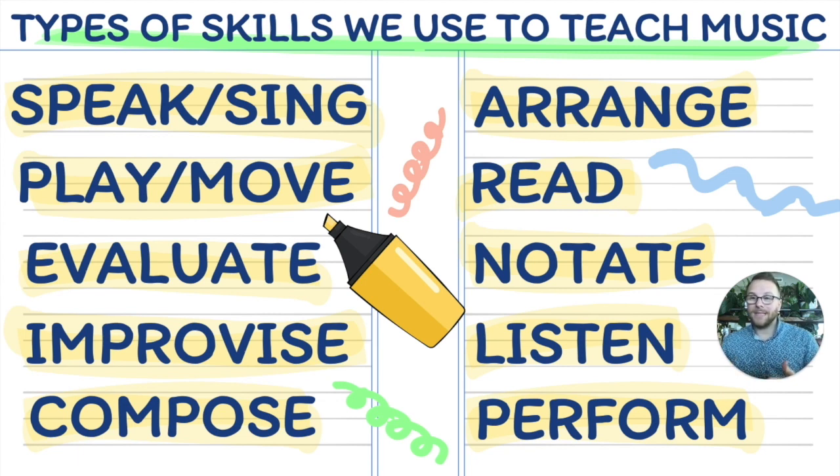So, things like speaking and singing, playing and moving, evaluating, improvising, composing, arranging, reading and notating, listening and performing. Seeing these listed out allows us to realize how many varieties of activities and ways in which we can teach music, all based around a certain topic or concept or focus in our lessons.